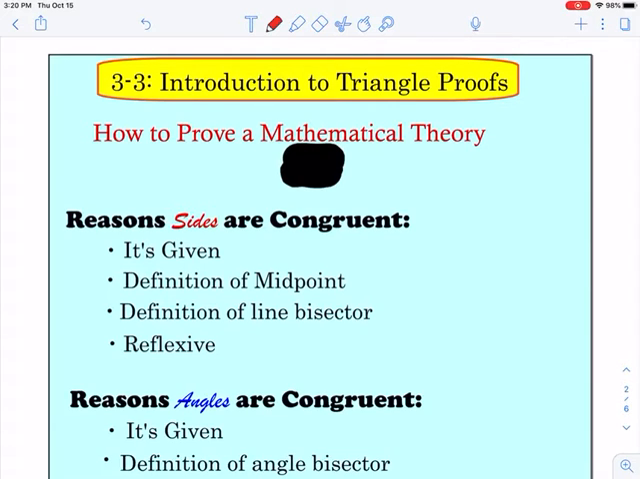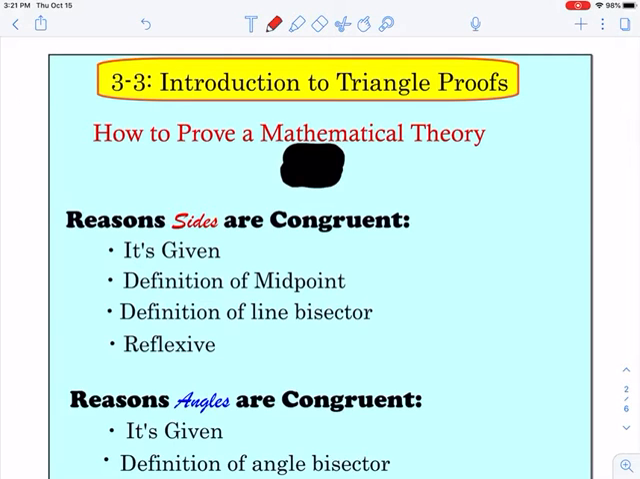So for 3.3, we're going to talk more about triangle proofs, and we're going to talk about how to prove a mathematical theory. So inside of our statements and reasons columns, we're going to talk about first what you can have on the reason side. So if you have sides that are congruent, here are 4 ways that you can tell that they're going to be congruent and that you'll use inside of that statements and reasons.